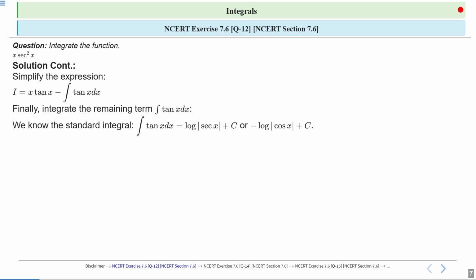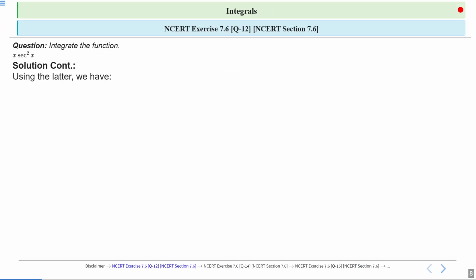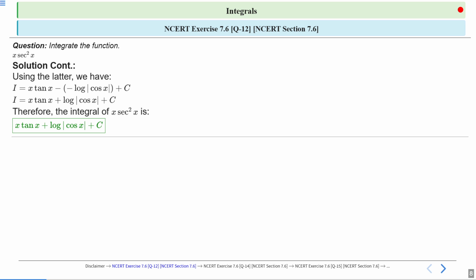We know the standard integral. When we integrate tan x dx, we get log sec x plus c, that is constant of integration, or minus log cos x plus c. We already did this in a previous exercise. So we get x tan x minus into minus log cos x plus c. So the final answer is integration of x sec square x is x tan x plus log cos x plus c.